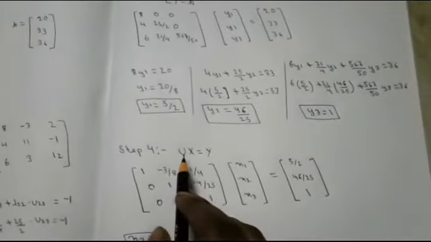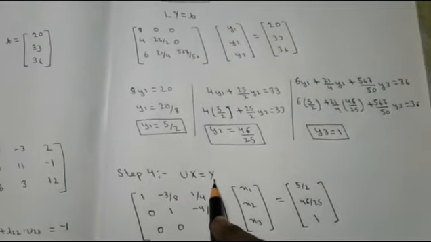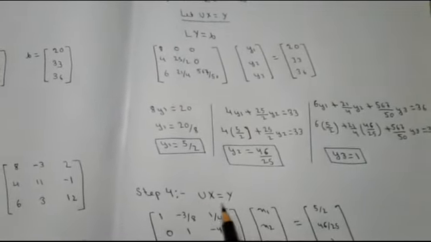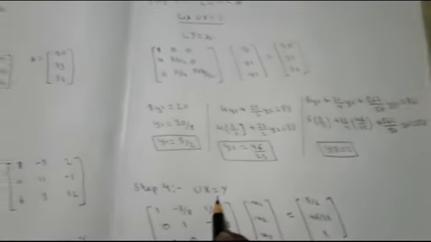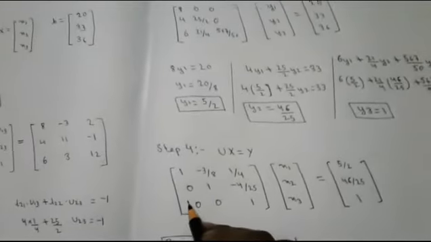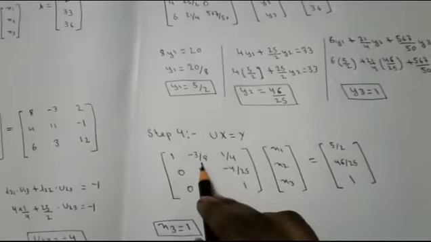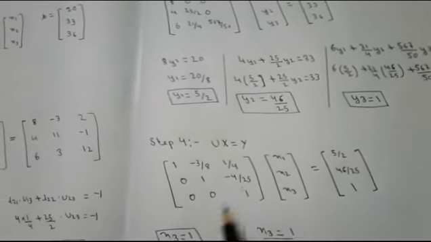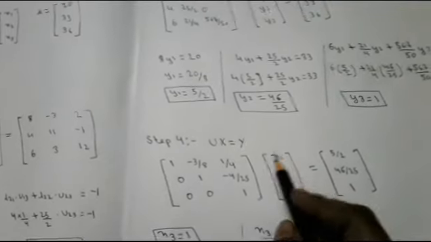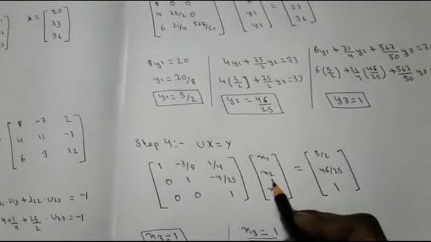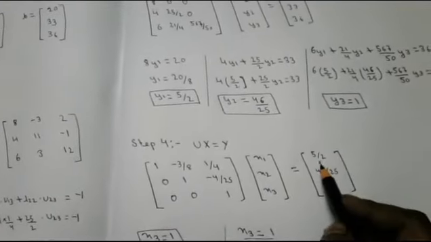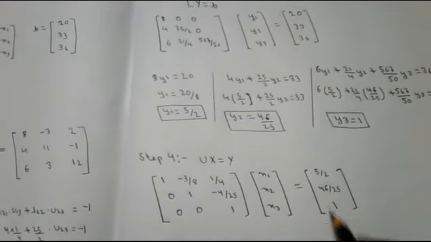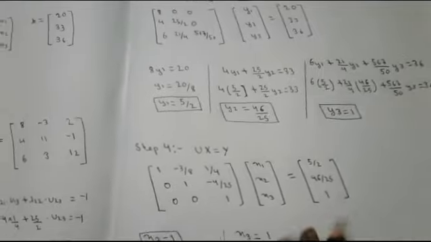In step 4, Ux = y. Now we have to find the value of x here. So just write the U matrix, that is 1, -3/8, 1/4, 0, 1, -4/25, 0, 0, 1. This is the unknown x1, x2 and x3, and we have got our y1, y2, y3 values. So just put the values of y1, y2 and y3 here.